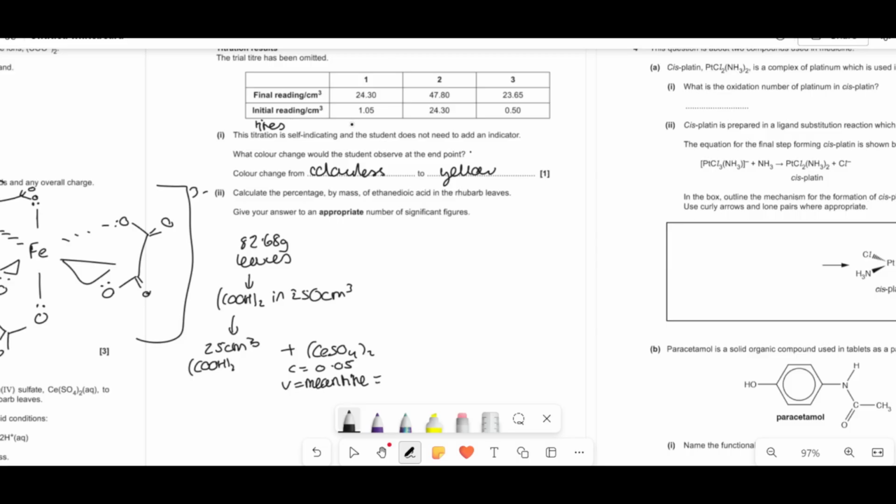So if I just quickly work those out, you would do the final minus the initial, so you'd end up getting this 23.15. Concordant is within 0.1 of each other, so it's these two we want. So our mean titer is going to be 23.25 plus 23.15. Sorry, that's supposed to be a 3.